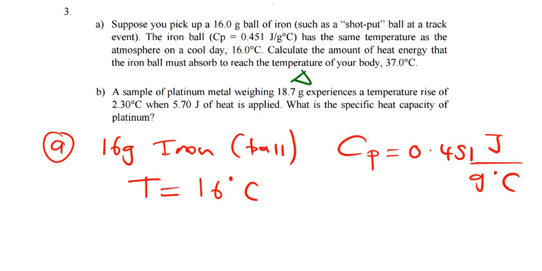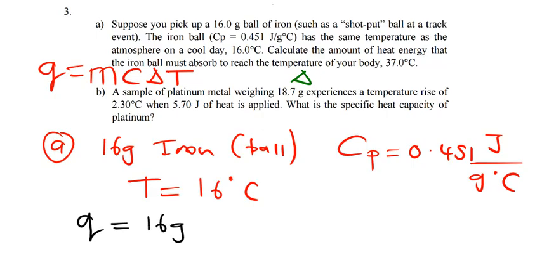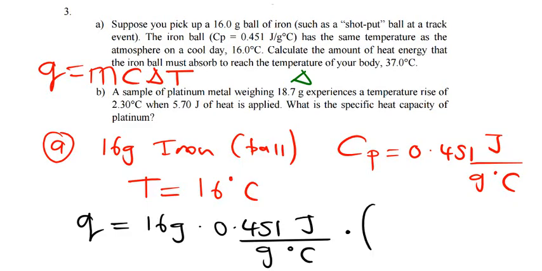So the formula that you should always think of when you see such questions, think of MCAT: M, specific heat capacity, change in temperature. Our Q, which represents the heat energy, is going to be M times C times delta T. Our M is the mass, 16 grams of the iron ball. Specific heat capacity is 0.451 joules per gram degree Celsius. And then multiply by the change in temperature. The final one, what is the final one?